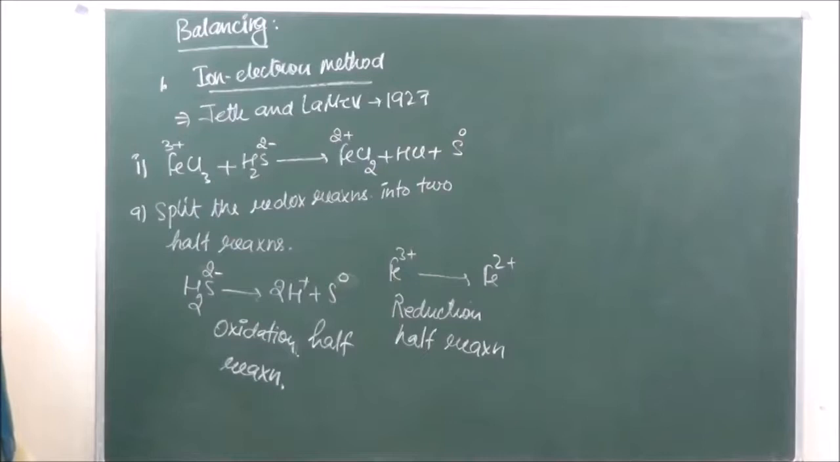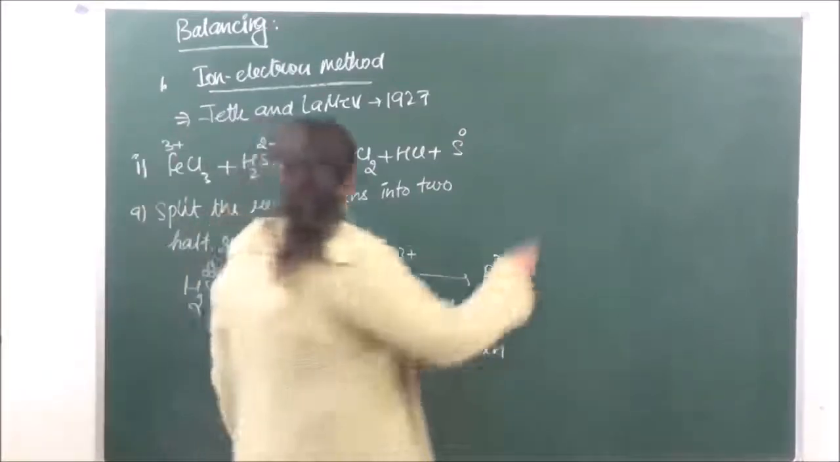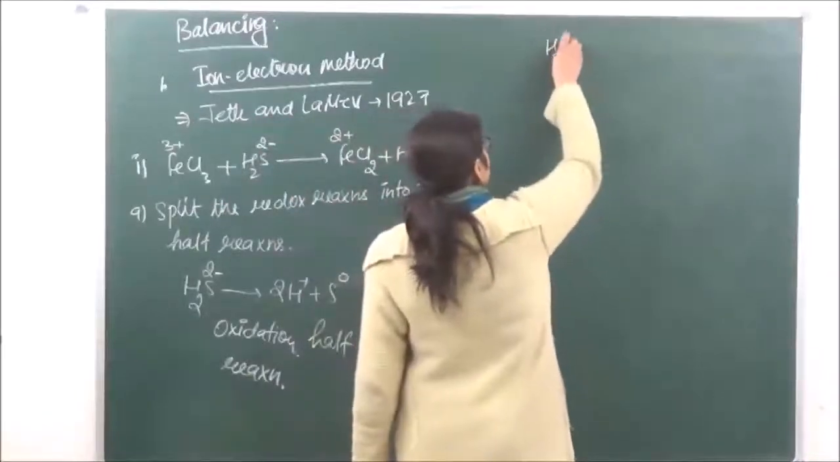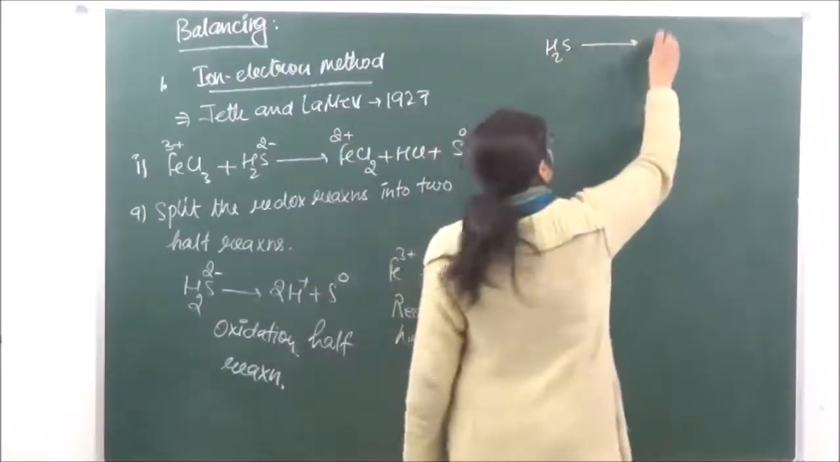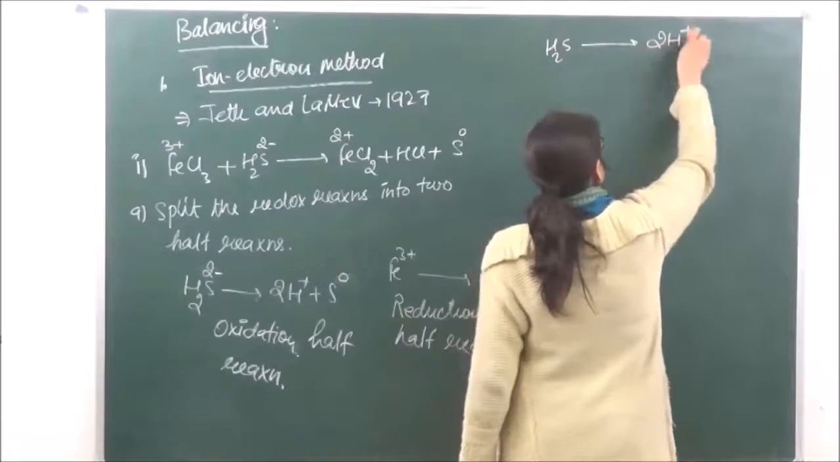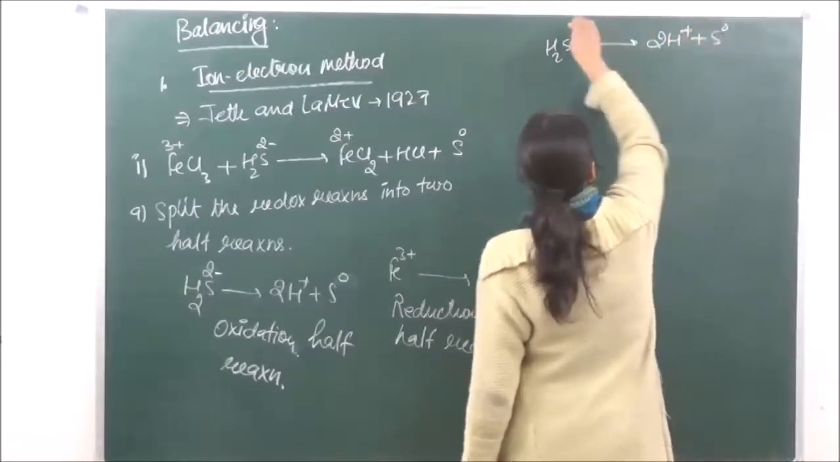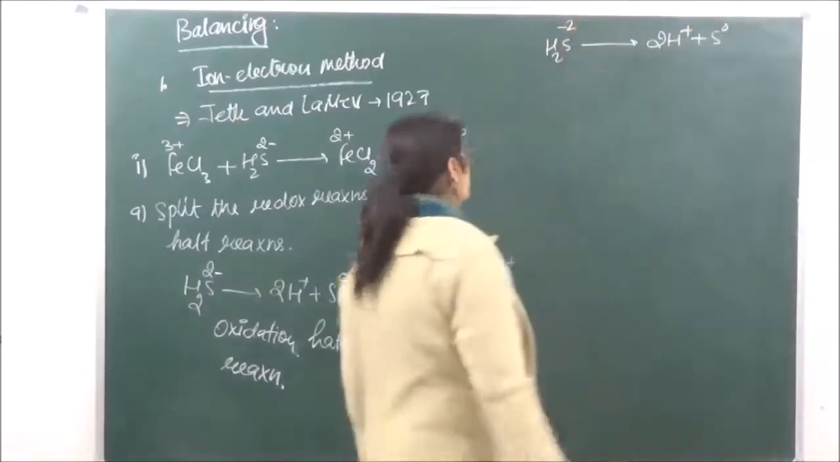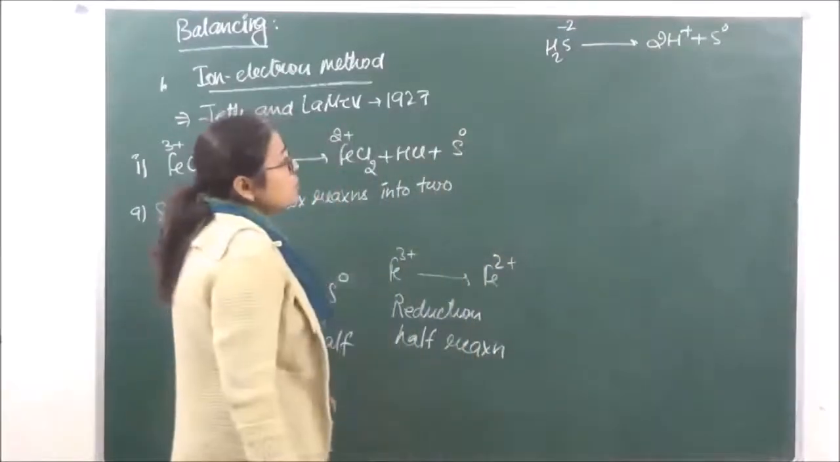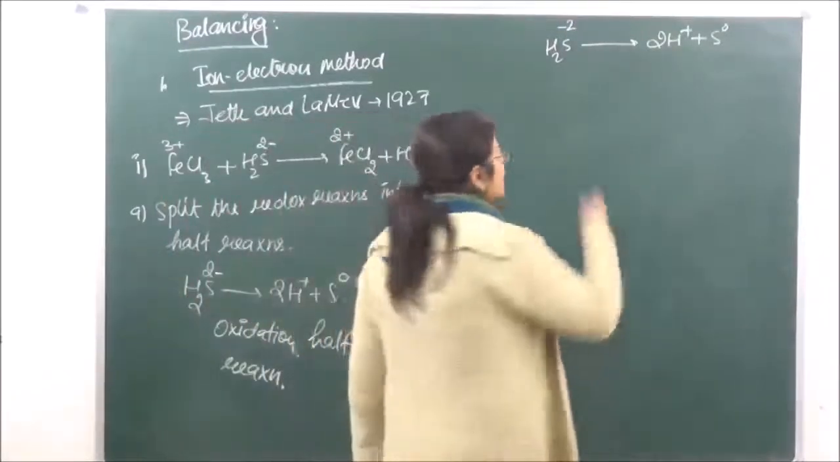Now we are going to balance both of them separately. So let's go on to the balancing of each of them. Let's go on to this reaction. The first one which we have is H2S to give us 2H positive plus S. So 0 and -2. So this is the oxidation half reaction. That means there are going to be 2 electrons.